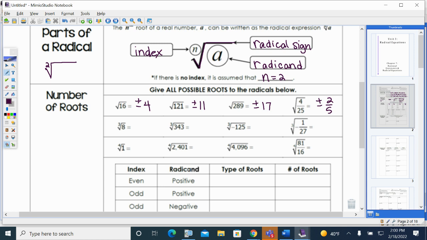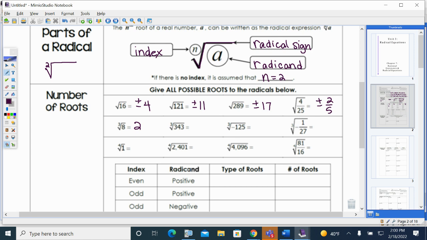The cube root of 8 is going to be a 2. Now, this cannot be negative. The thing about odd indices is there's only going to be one answer. If there's an even index, like a square root or a fourth root, we can have multiple roots.